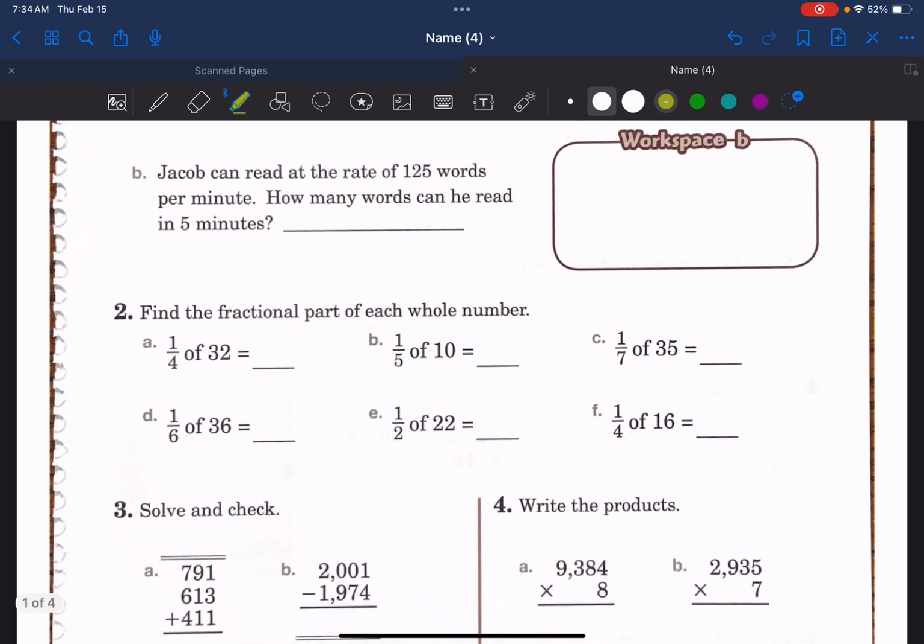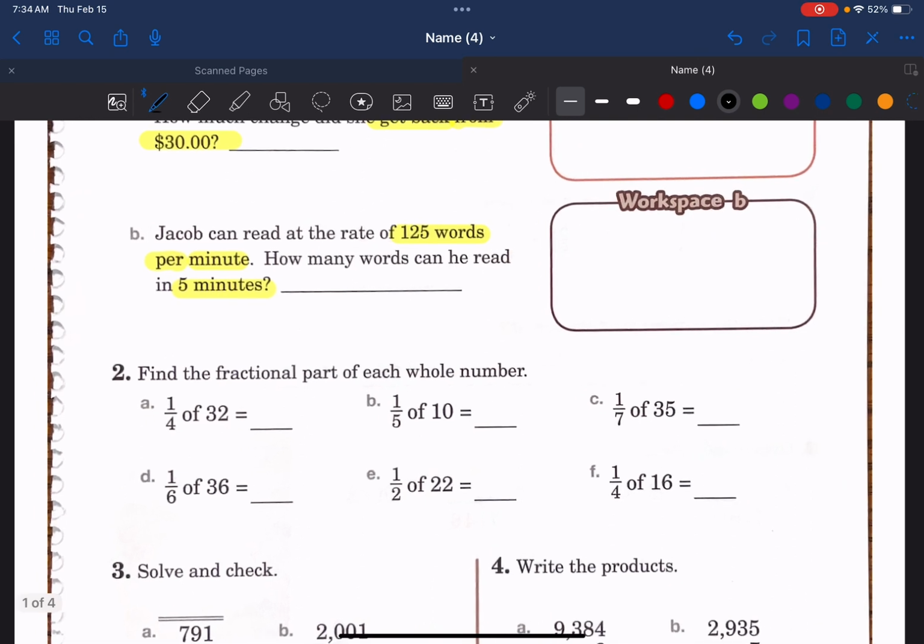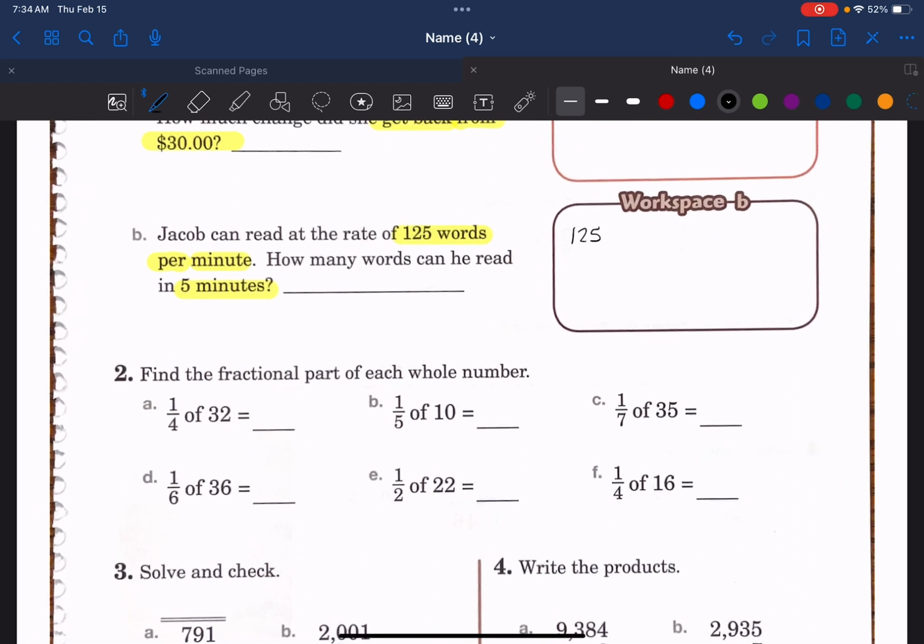Next one, Jacob can read at the rate of 125 words per minute. How many words can he read in 5 minutes? So here's that special word, per ounce, per day, per month. This time it's per minute. We have 125 words per minute for 5 minutes. So if you're not sure, it says 125 words per minute. So here's a minute. Then you need to do 5 minutes. So 2 minutes, 3 minutes, 4 minutes, 5 minutes. What are you going to do there?